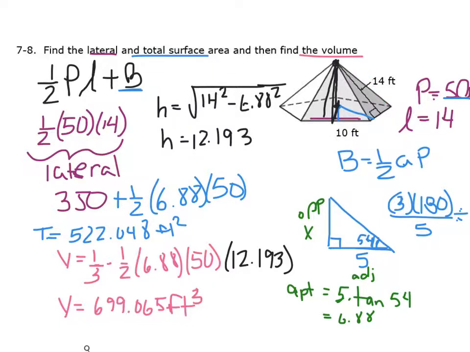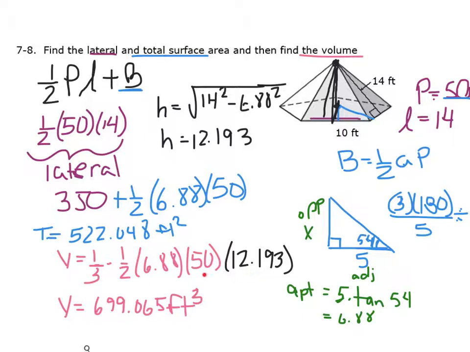So if we look at this cross section of the triangle that's formed from the height, the slant height, and the apothem, it's a right triangle. So we're able to take the hypotenuse, which is the slant height, 14 squared, minus the leg of the right triangle, which is represented by the apothem. So that's 6.88 squared. Then we take the square root, and that's where this 12.193 comes from. Once again, you're not going to have one like this on your test where you have to use the apothem to find the height.